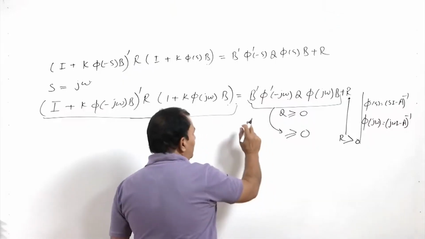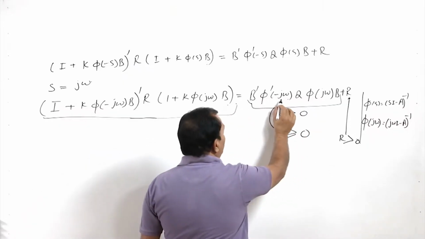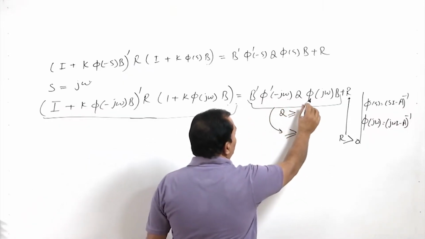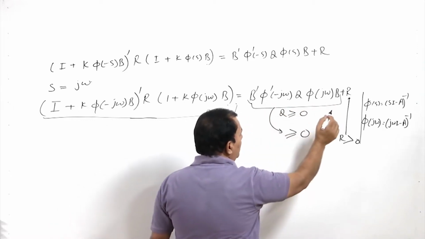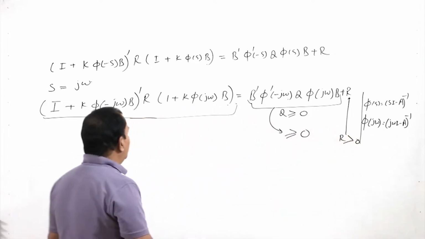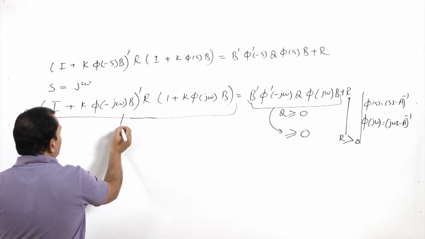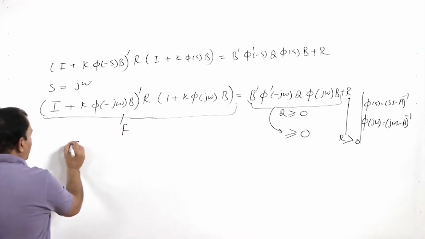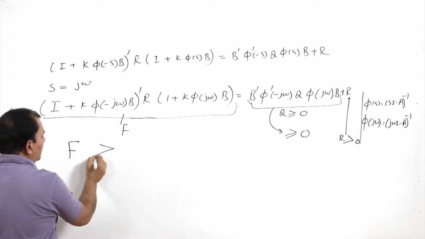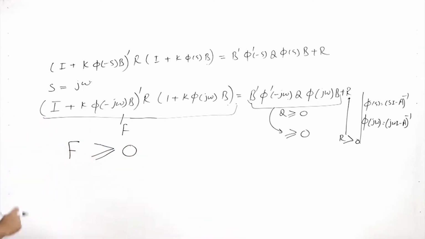In this equation, my right hand side term B' Φ'(-jω) Q Φ(jω) B is greater than or equal to 0, R is greater than 0. So, if I say my left hand side is represented by F, my F will naturally be, at the most I can say, greater than or equal to 0.